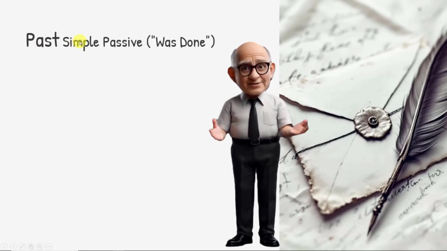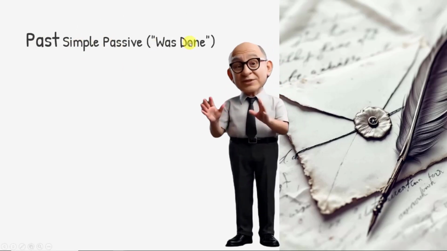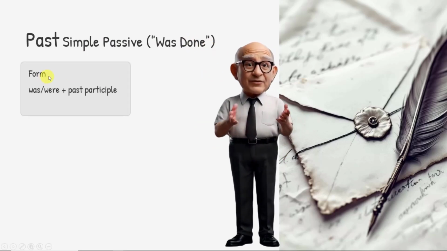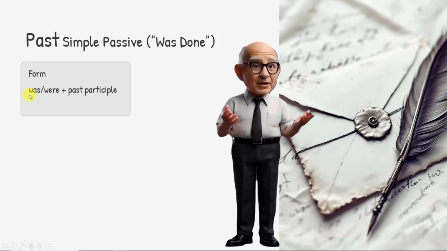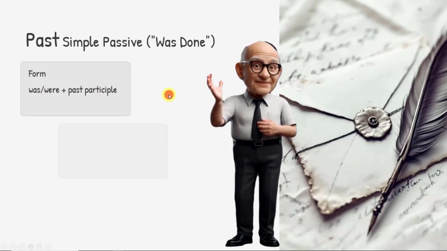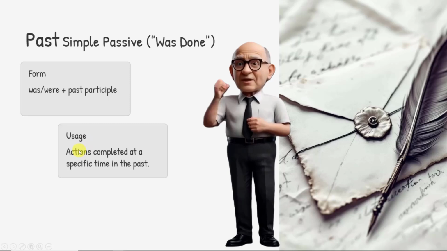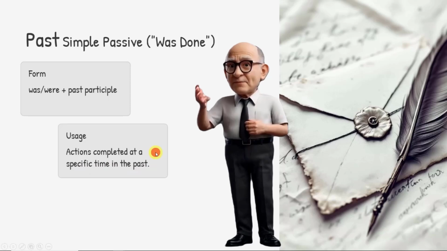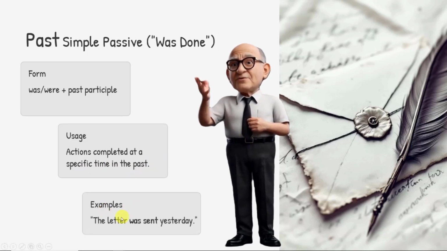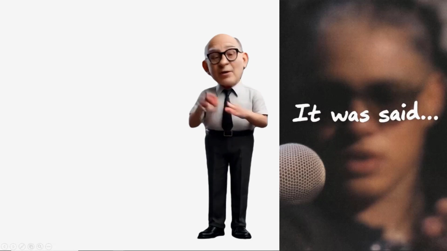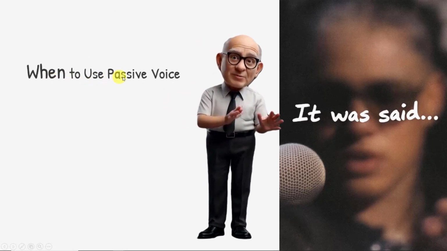Some letters were still written with a feather in the old days, huh? Let's look at it. Past simple passive: was done. The form, don't forget, guys, the way you form your sentences is very important: was or were plus the past participle. The usage: actions completed at a specific time in the past. Examples: the letter was sent yesterday.